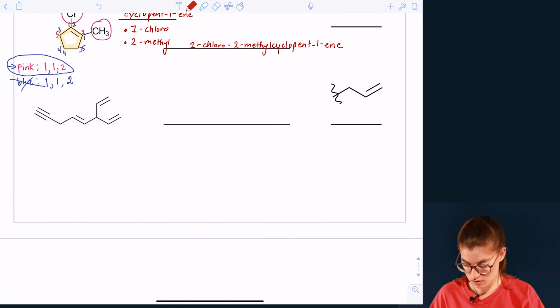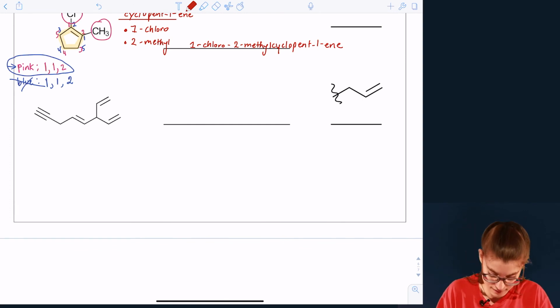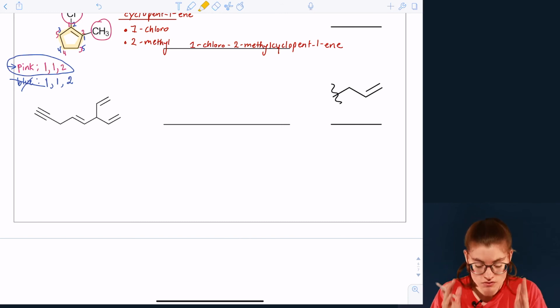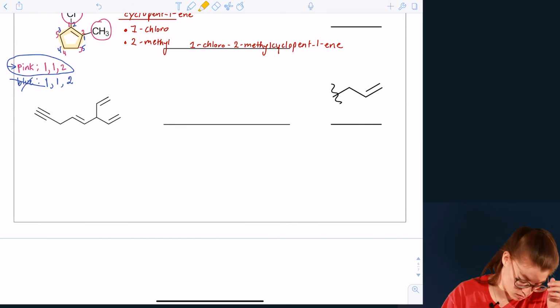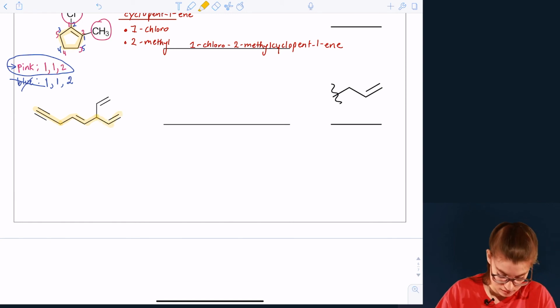So this next one, oh goodness, this looks like lots of fun. Okay, so let's pick the parent chain. Remember the parent chain? We want to have the longest chain possible, but it needs to include as many double and or triple bonds as possible. And so for me, it doesn't matter if I go up or if I go down, because you can see both of those are actually the same group. So I'm just going to go down because it's easier for me.